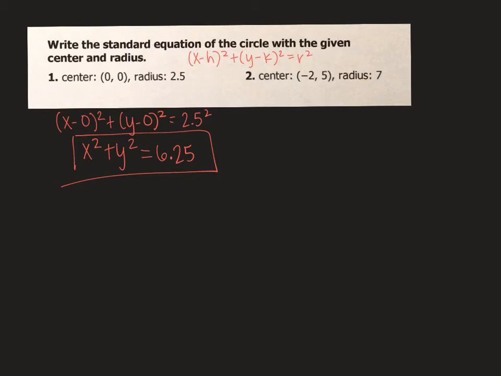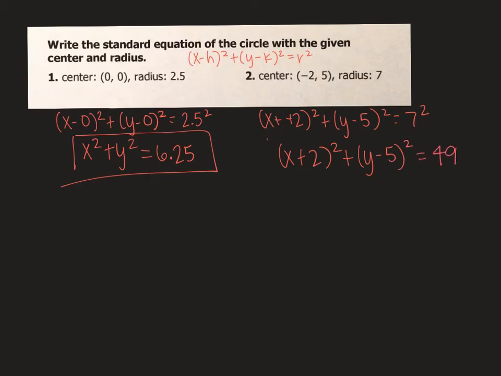So that would be our simplified equation. For number 2, we're just doing the same thing. So (x minus a negative 2) squared plus (y minus 5) squared equals our radius of 7 squared. So x minus a negative 2 becomes (x plus 2) squared, then (y minus 5) squared equals 49. We're not going to FOIL out the (x plus 2) or the (y minus 5). We're just going to leave it as is.